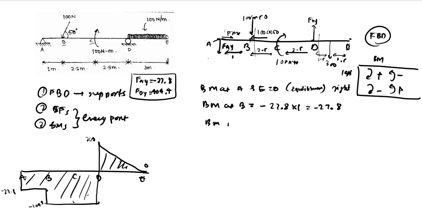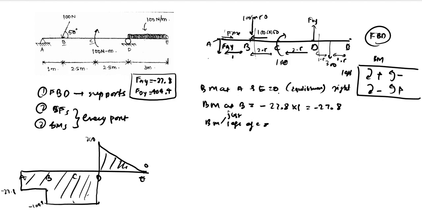We have bending moment just left of C. We calculate just left of C because there is a sudden moment at C. Whenever there is a sudden moment, you need to calculate just left of C and just right of C to understand the variation at that particular point. We have a 100 Newton meter sudden moment at that point, so that is why we calculate just left of C.